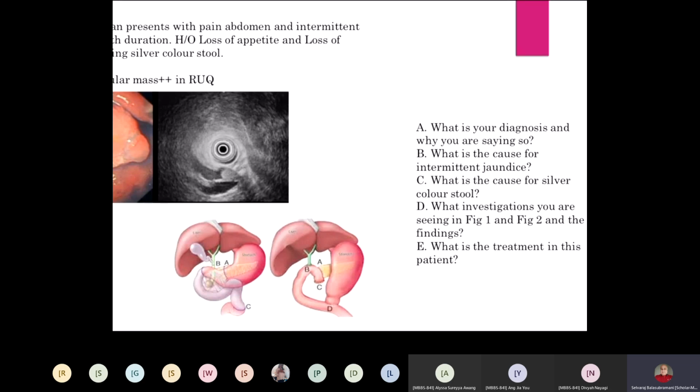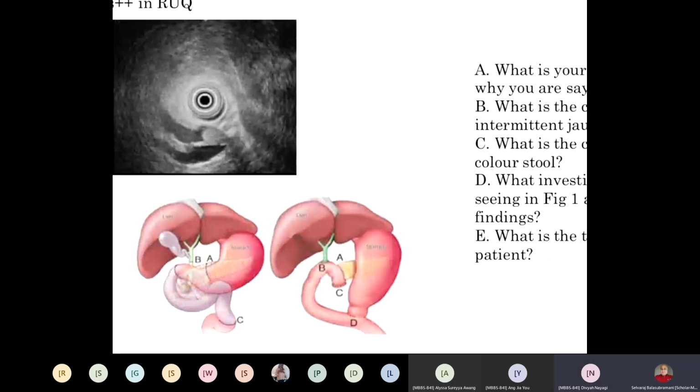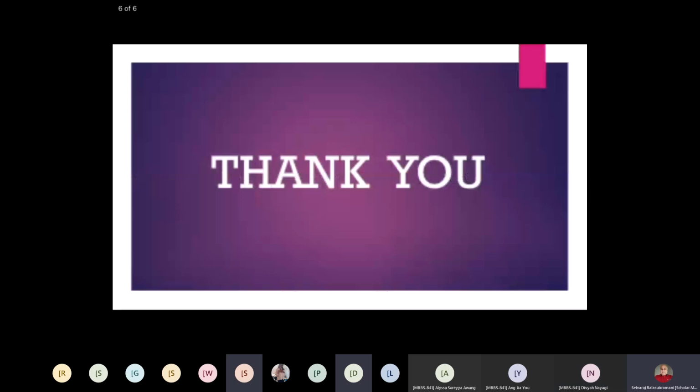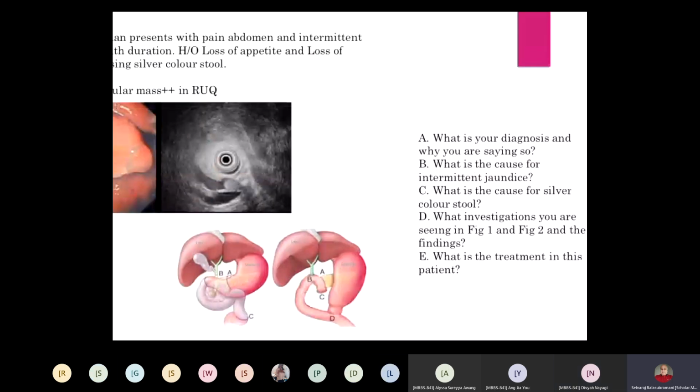This you must remember. What is the treatment in this case? Again, the same treatment. The same treatment here also. So, what is the name of the treatment here? It is Whipple's operation or pancreaticoduodenectomy. The same thing.